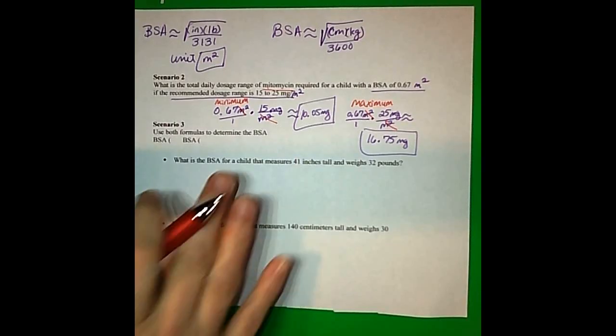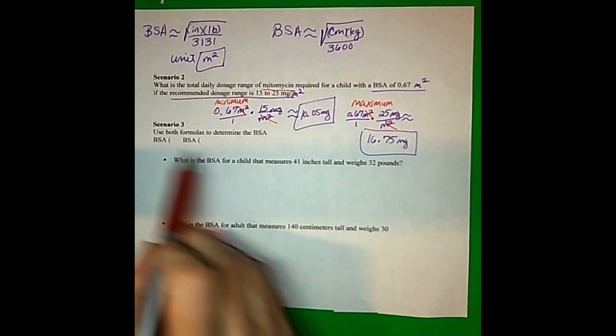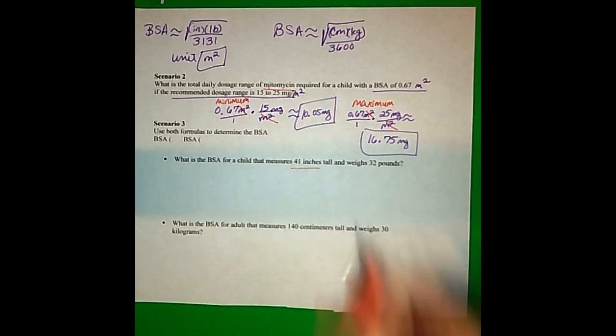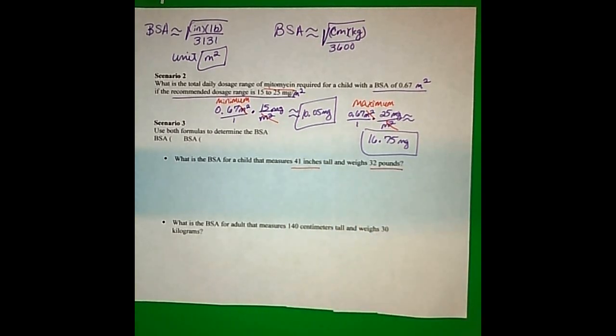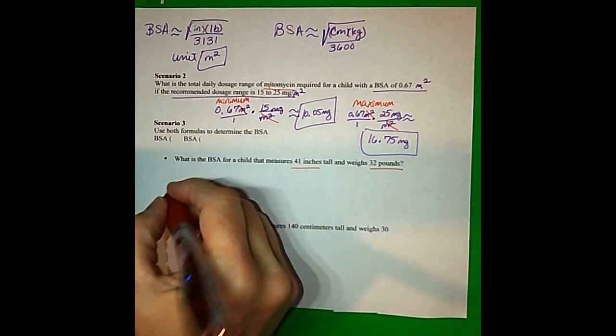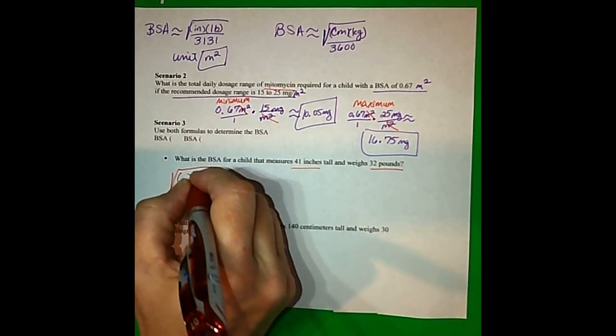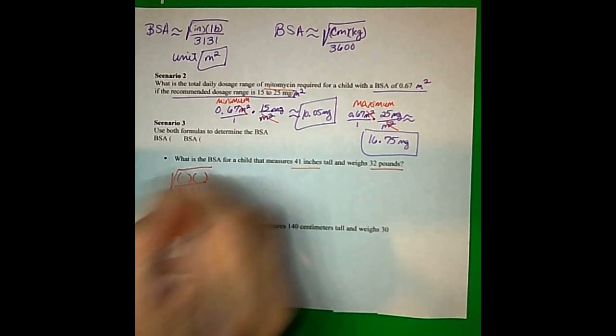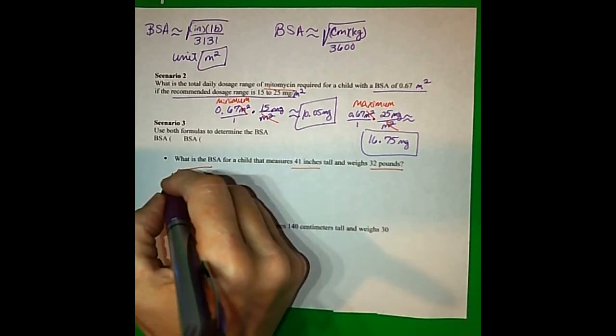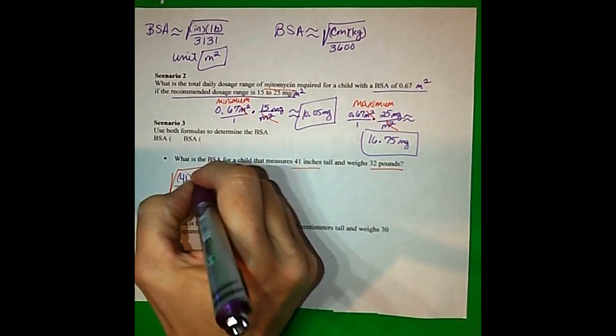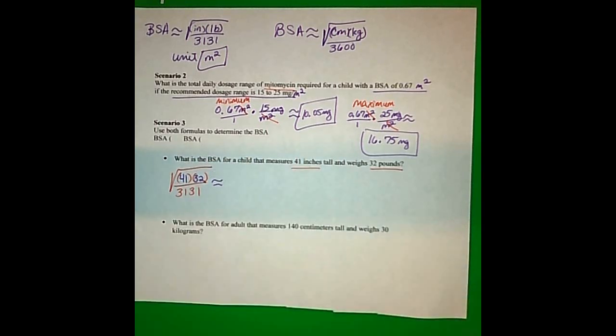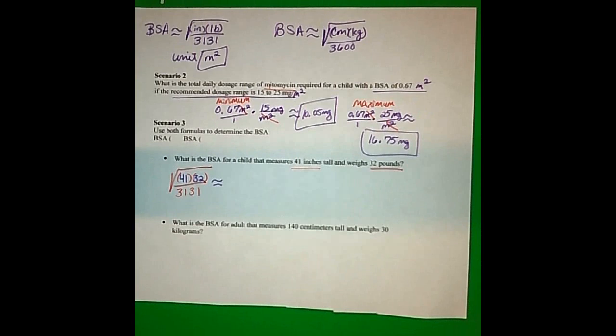So scenario 3, and forgive me on my blurriness. It says we have a child that's 41 inches tall that weighs 32 pounds, and we want to know the BSA for this patient. We're talking about inches and pounds, so we use this formula here and take the 41 times the 32. If you do it in this particular order, most of the time you'll get it right. I know you're going to end up using a calculator for the square root, and I don't expect you to know the square root.